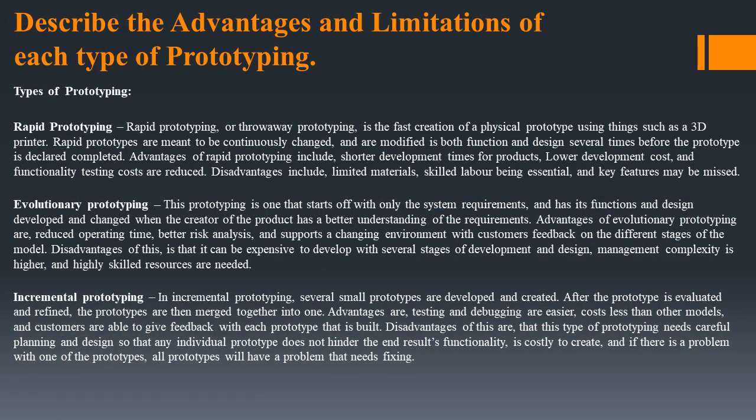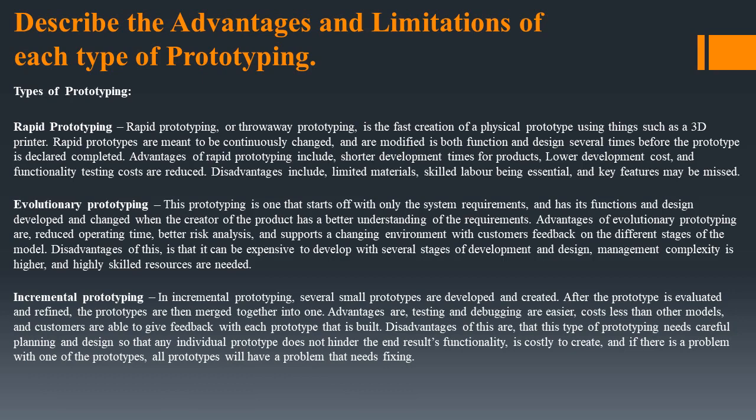Describe the advantages and limitations of each type of prototyping. Types of prototyping. Rapid prototyping or throwaway prototyping is the fast creation of a physical prototype using things such as a 3D printer. Rapid prototypes are meant to be continuously changed and are modified in both function and design several times before the prototype is declared completed.